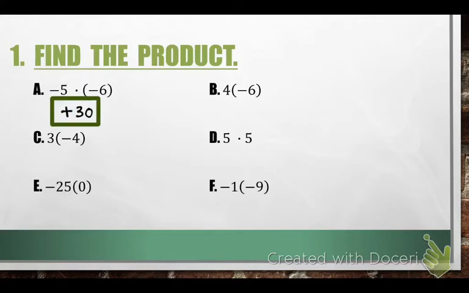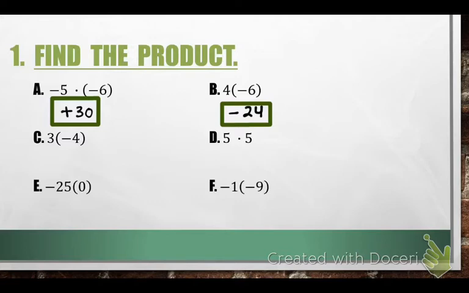Jocelyn, how many negative signs do you see on 4 times -6? 1. Is the number 1 even or odd? Odd. If you have an odd amount of negative signs, your answer will always be? Negative. Jocelyn? Negative is correct. So I'm going to put my sign first, negative, and then what's 4 times 6? 24 is correct. So the correct answer is -24. Let's go on to the next one.